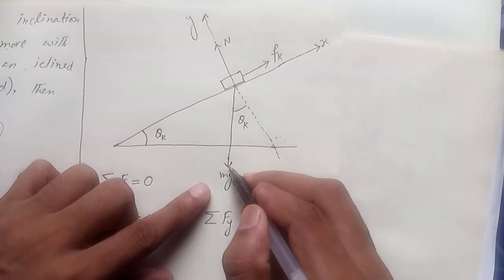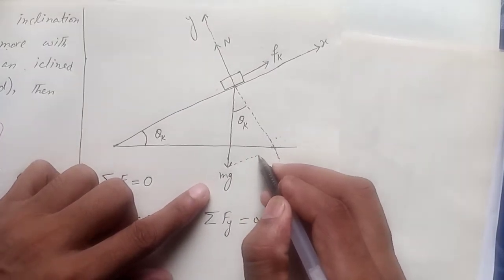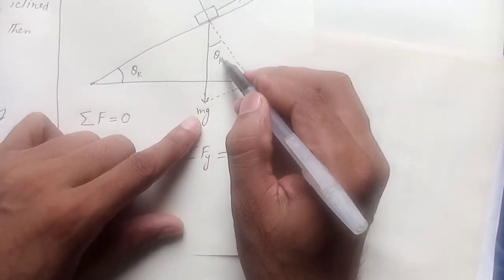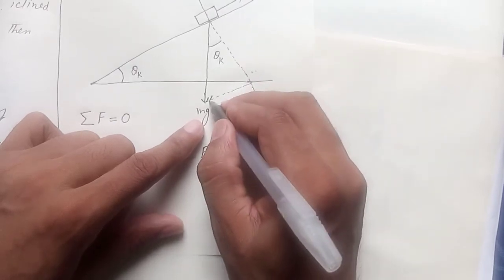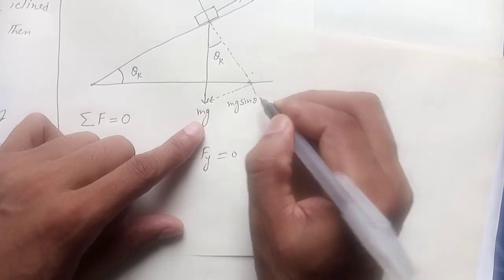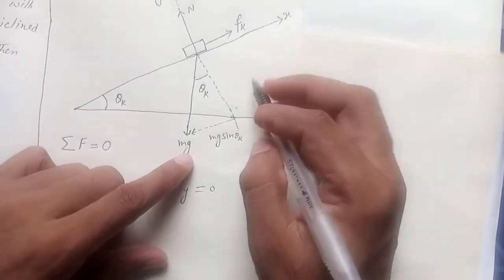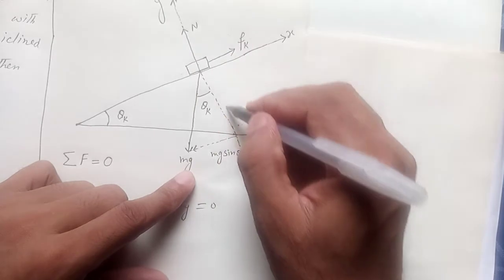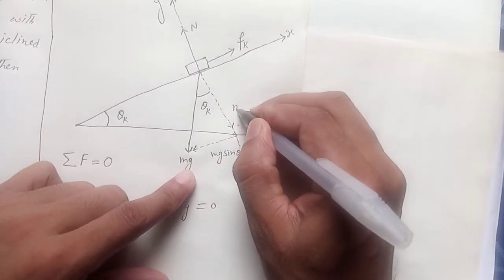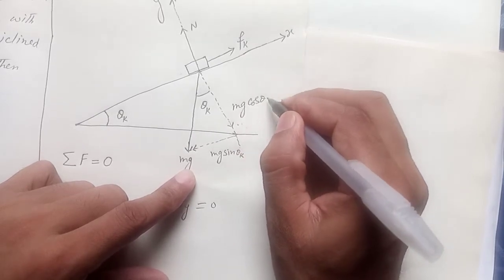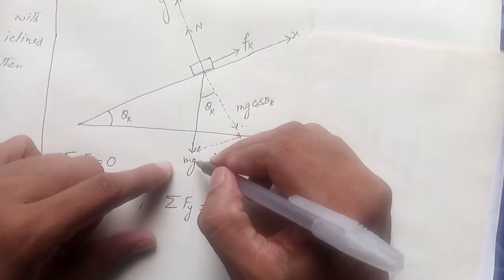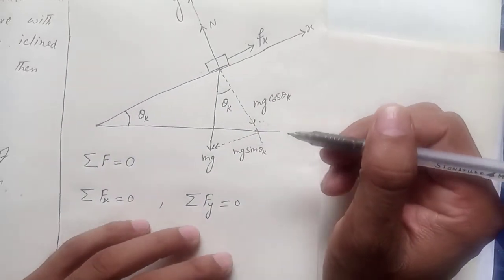If we resolve mg into its rectangular components along the x-axis and y-axis, then the component in front of angle theta k is mg sin theta k, and the component along the normal force, according to this triangle, becomes mg cos theta k. You can easily find these components and resolve mg into its rectangular components.